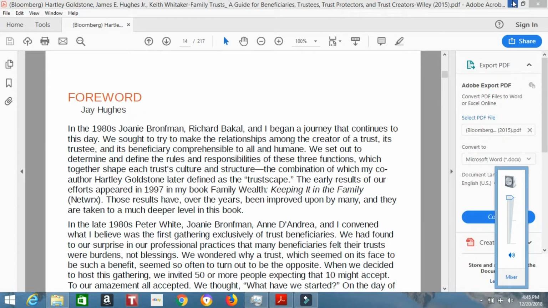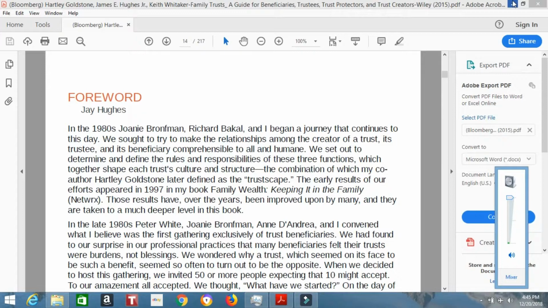Family Trusts: A Guide for Beneficiaries, Trustees, Trust Protectors, and Trust Creators. J. Hughes. In the 1980s, Joni Bronfman, Richard Bakel, and I began a journey that continues to this day. We sought to make the relationships among the creator of a trust, its trustee, and its beneficiary comprehensible to all, and humane. We set out to determine and define the rules and responsibilities of these three functions, which together shape each trust's culture and structure, the combination of which my co-author, Hartley Goldstone, later defined as the trustscape.